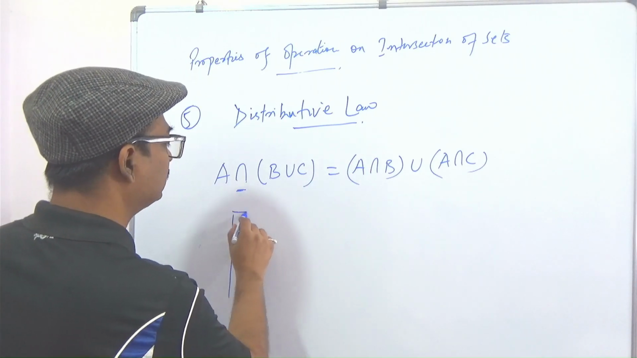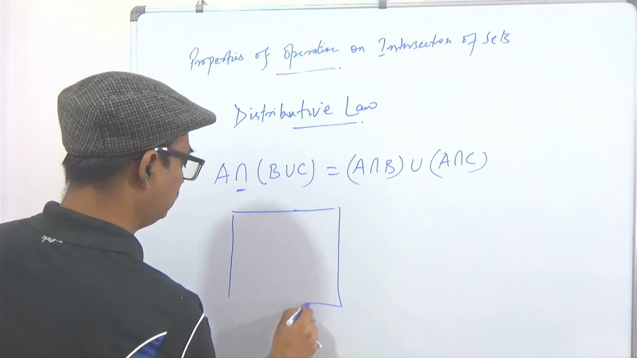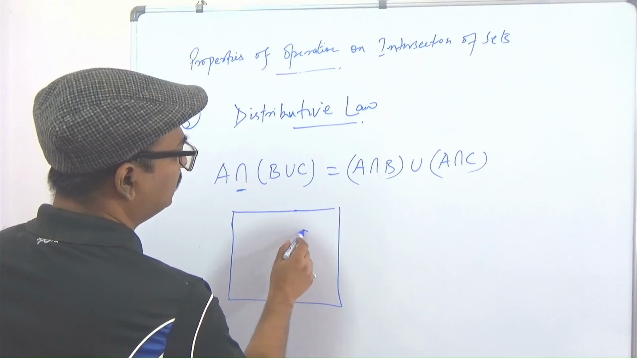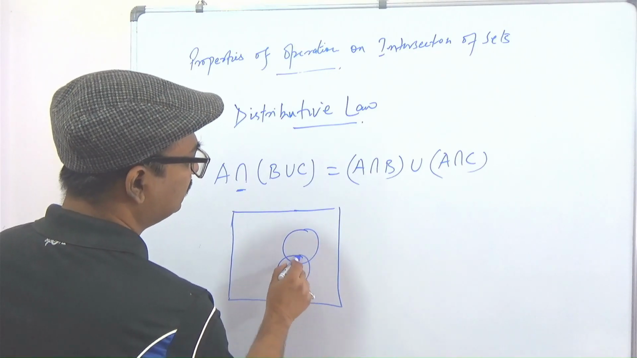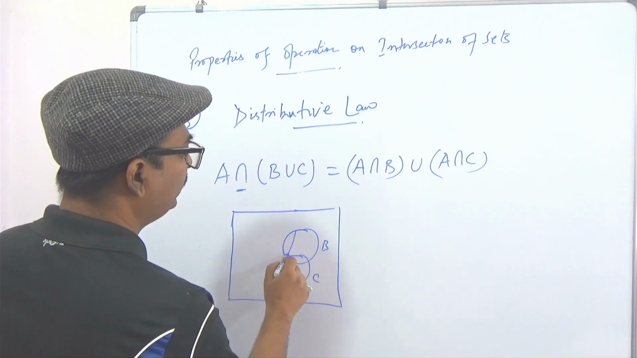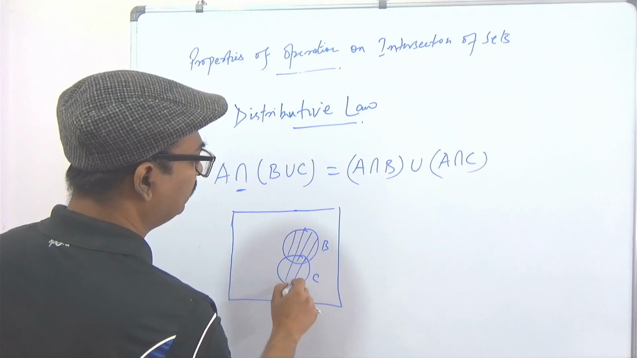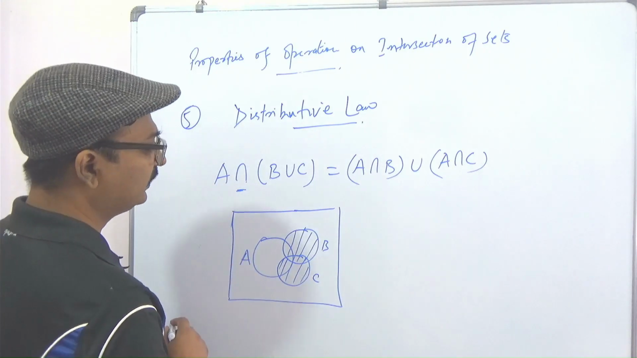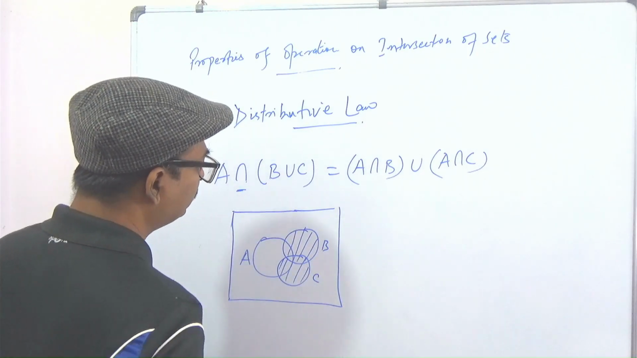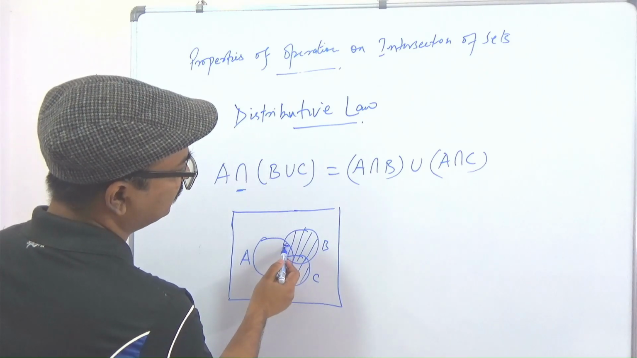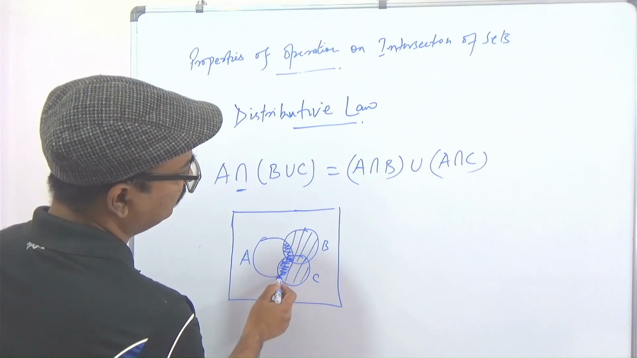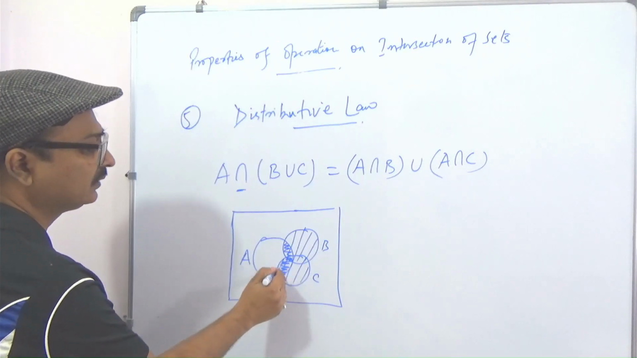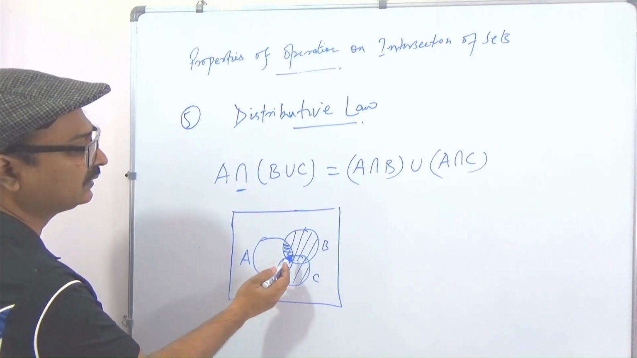Let's see like this. Let's say this is B, this is C. So B union C is complete. And let's say we have A here. So what was A intersection B union C? It was this, because B union C was this complete set, and A intersection this complete set is this.